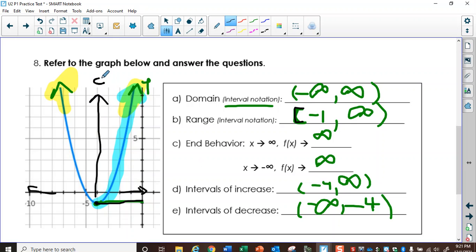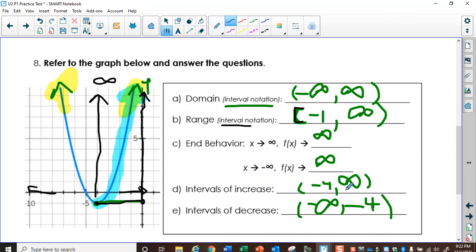So that would be to +infinity, right? From -1 here all the way up to +infinity. That's my range, all right? And that's interval notation. End behavior, you're looking at the ends. Well, both ends are going up to +infinity.